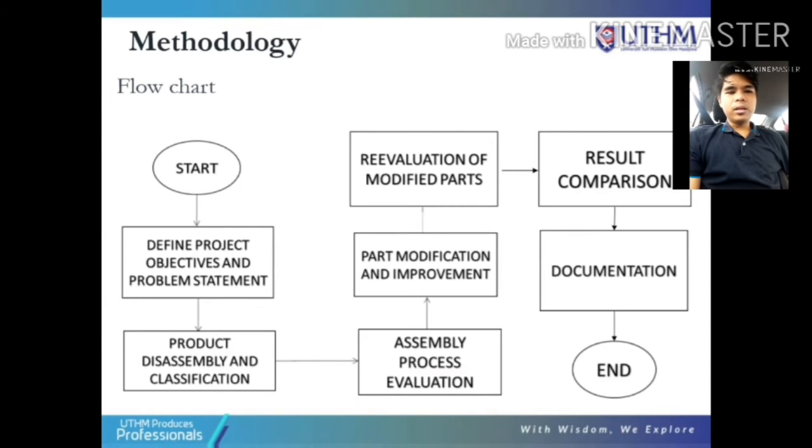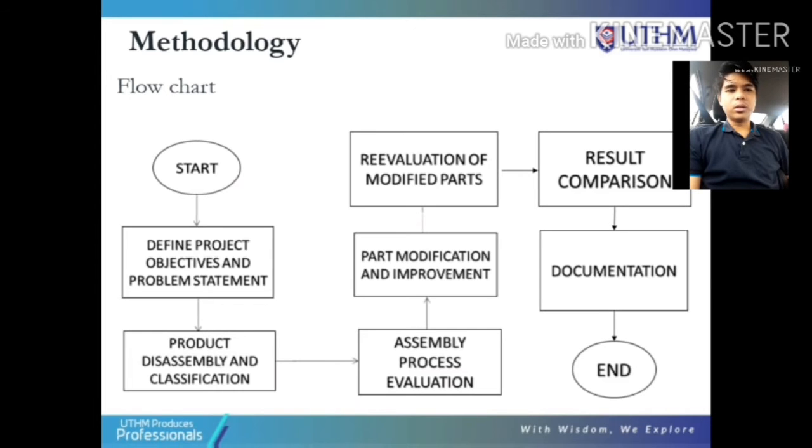From there we can do the assembly process evaluation, which is the manual Boothroyd-Dewhurst method. This method is to find the efficiency of the parts of the product.